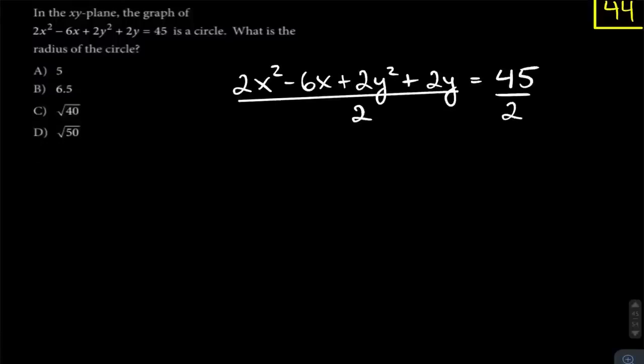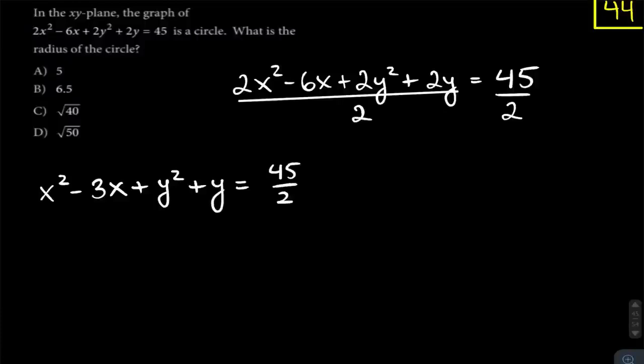Now dividing by 2 on both sides here, we're going to get x squared minus 3x plus y squared plus y is equal to 45 over 2. Okay, and now we can start to complete the square. And how do we do that? Well, we're going to have to do it twice here, for the x's and for the y's.